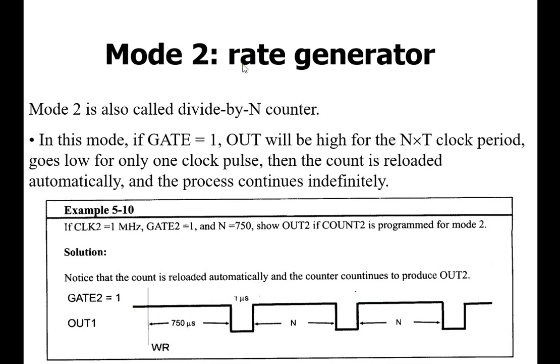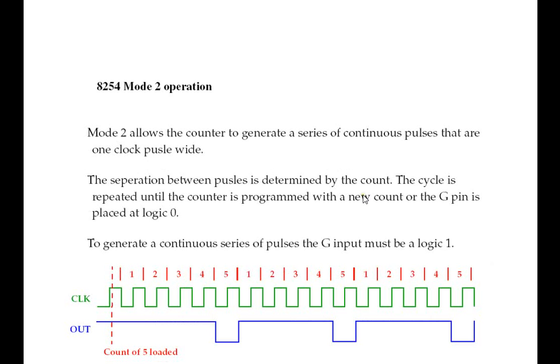Mode 2 is the rate generator. In this mode, if the gate equals 1, then the output will be high. This is the diagram for mode 2 operation.